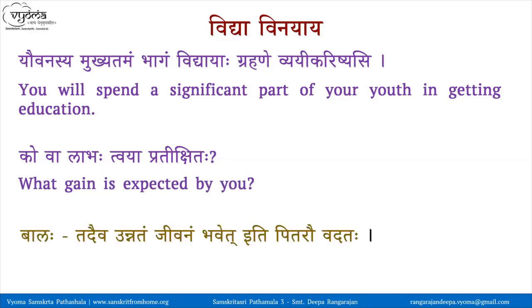Balaha tadaiva unnatam jivanam bhavet iti pitarau vadataha. So tat plus eva tadaiva. That is vriddhi sandhi. Tat plus eva would have been tadeva. Here there is daiva. So what is this? Tada plus eva, tadaiva. Correct. Akara and a, so daiva. Vriddhi sandhi. So tadaiva unnata jivanam bhavet iti pitarau vadataha.